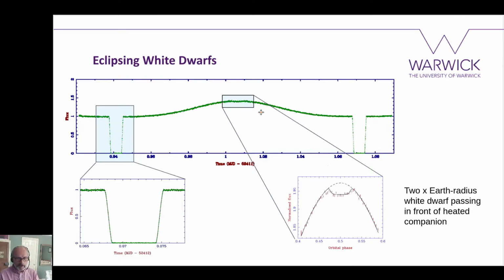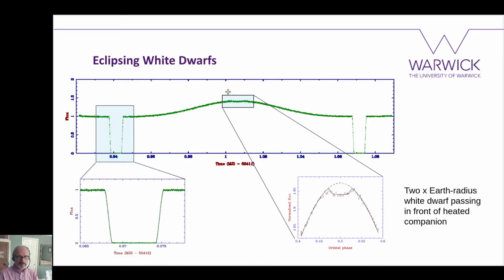And if I then zoom in on this region here, just around that time, that's when the white dwarf is going in front of the heated face of the companion. And if we're lucky, we can see a very, very small dip in the flux due to that white dwarf, and that's exactly what we're seeing here.